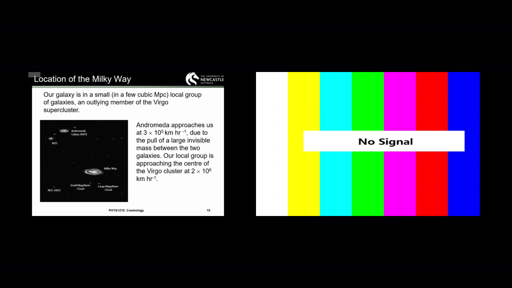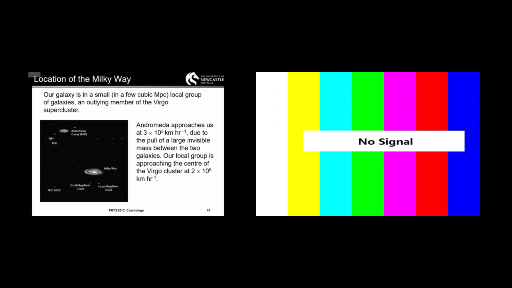Galaxies tend to be collected. Again, they're not distributed evenly in space. They tend to be collected together in little groups, in clusters. So the local group, of which our galaxy is a member, is part of the Virgo supercluster of galaxies. And the Magellanic clouds, small and large, are nearby to us. One of the closest other galaxies is Andromeda.